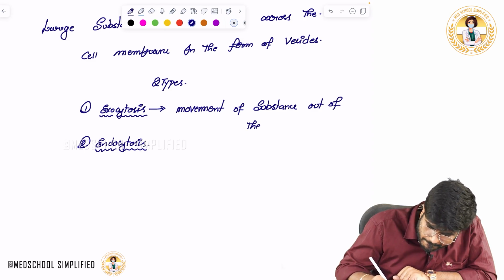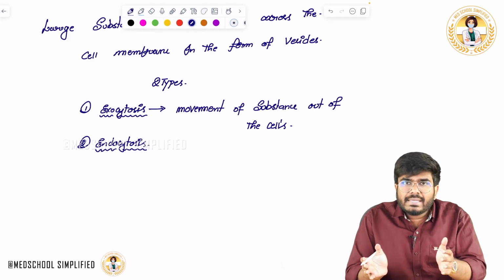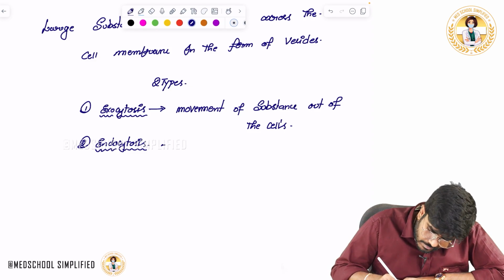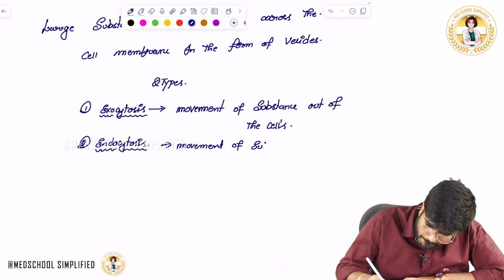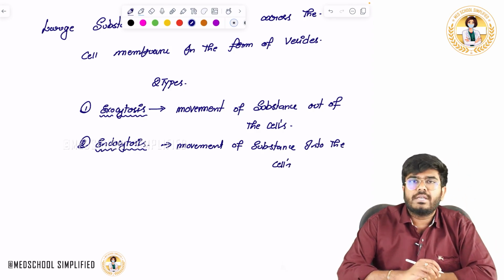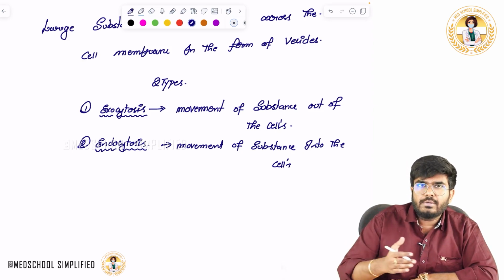Endocytosis means you are taking a substance into the cell in the form of a vesicle. So endocytosis means movement of substance into the cell. So exocytosis, endocytosis: one is sending out of the cell, one is taking into the cell.